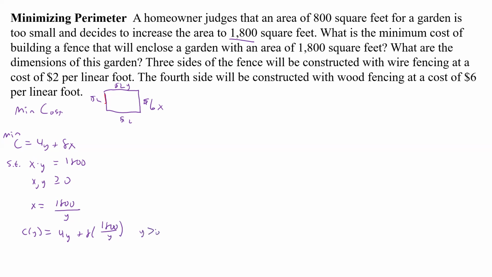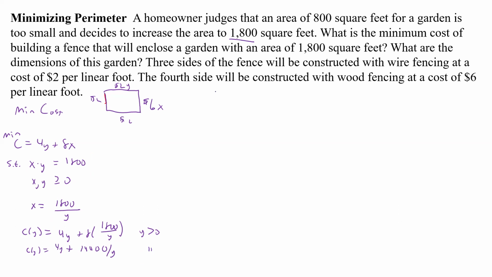And again, y cannot be equal to 0. It has to be greater than 0 in this case, because if you have y equal to 0, you divide by 0, we're out. We can't have that, okay? So that one's not going to work. And so now we have this. Now c of y is equal to what? That's going to be 4y plus 64 times 1,800, that's 14,400 over y. And we'll just say that still stays the same.